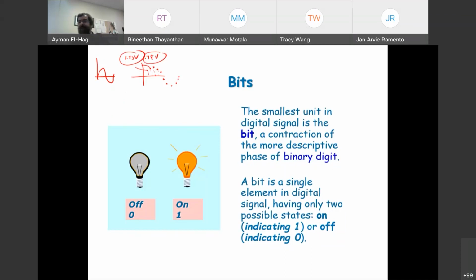There is another thing that you have to do in the conversion process. To understand this, let's define 2 important terms. What is a bit? A bit is the smallest unit in the digital system or digital signals, and you have binary digits. You have either 0 or 1. So a bit is the signal element, which is the 0 or the 1. This is a bit, and this is another bit. So here we have two bits.